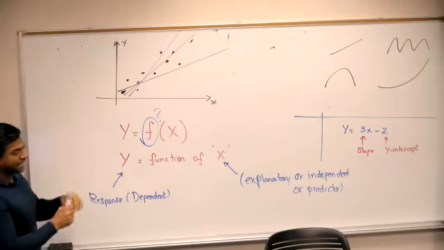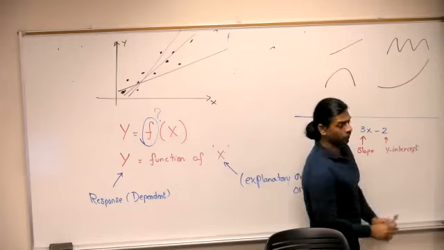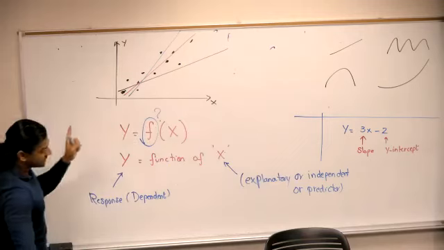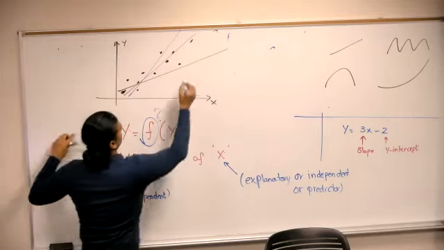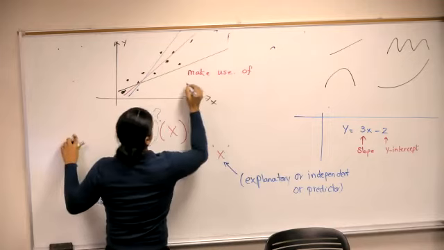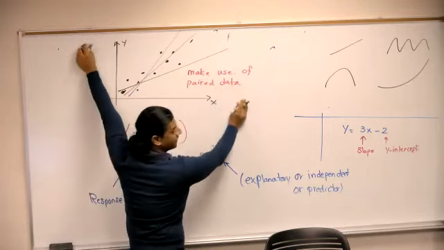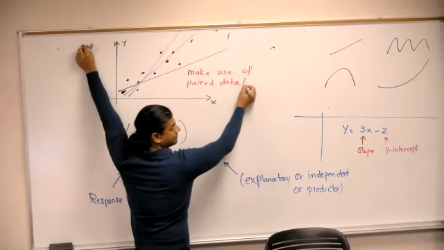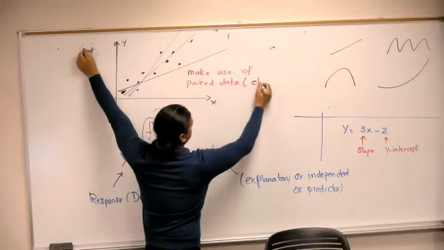So in algebra, the slope was given to you, the intercept was given to you, or 2 points were given to you, and you found the line. In statistics, the goal is to make use of paired data. In this case, how many pairs do we have? How many? 11. 11 pairs.